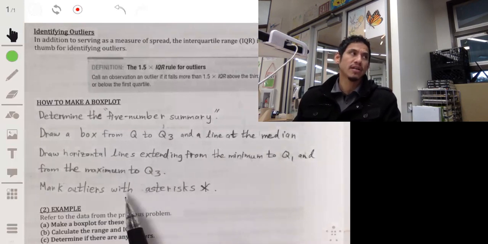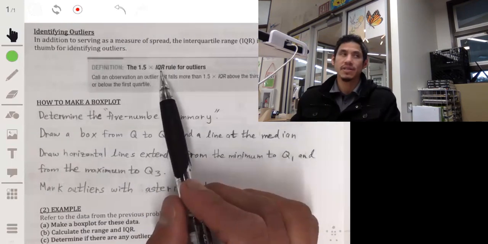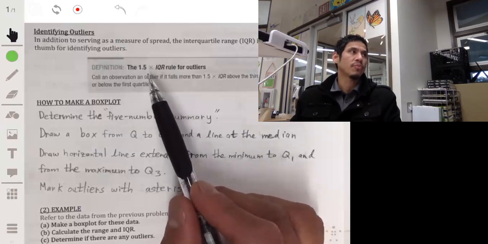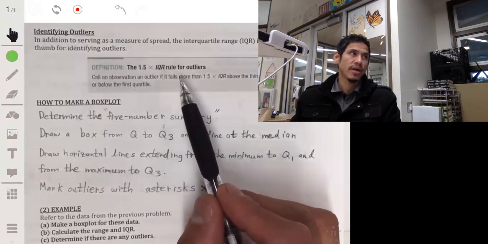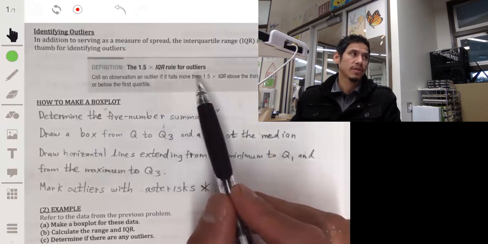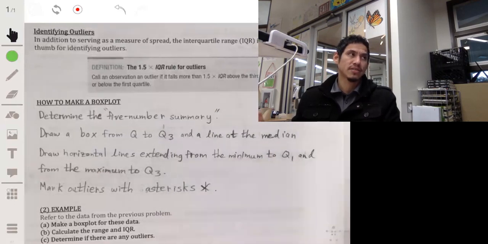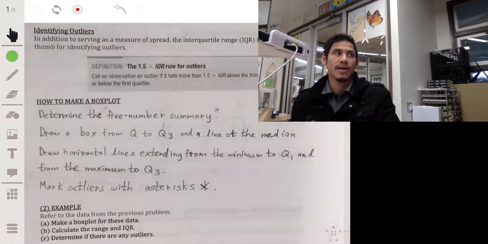And to figure out outliers, we use this 1.5 times the IQR rule. So any value that's farther than 1.5 IQR units away from the quartile, so above Q3 or below Q1, will classify or qualify as an outlier.